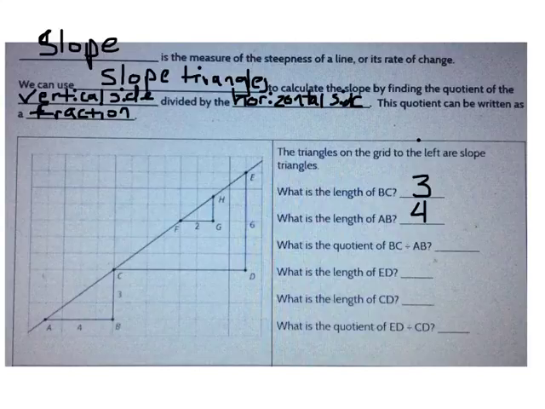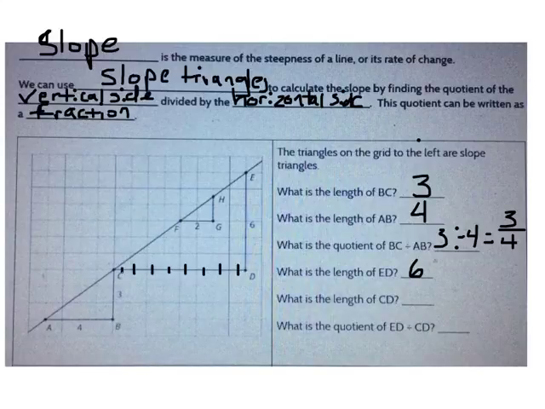It's 4. To find the slope, we need to find the quotient of BC divided by AB, the vertical side divided by the horizontal side. How would I write the result of 3 divided by 4 as a fraction? It's 3/4, my dividend, over my divisor. We can find the same slope using any triangles on the line. What's the side length of ED, the vertical side of the largest triangle? It's 6. What's the side length of CD? It's 8.